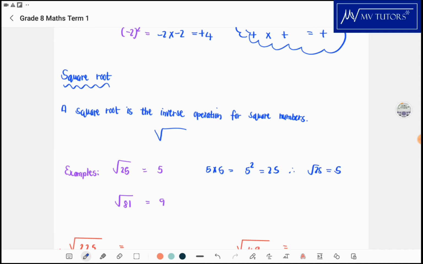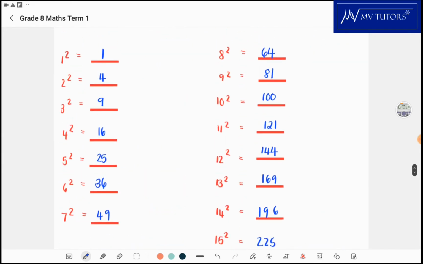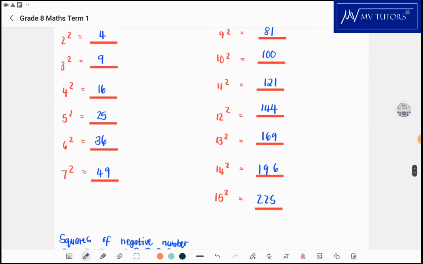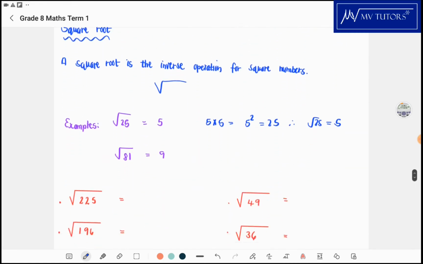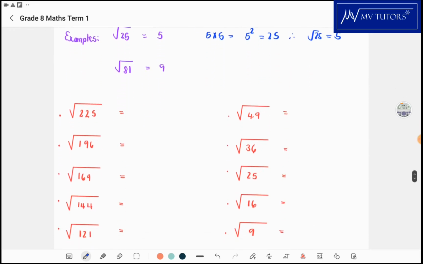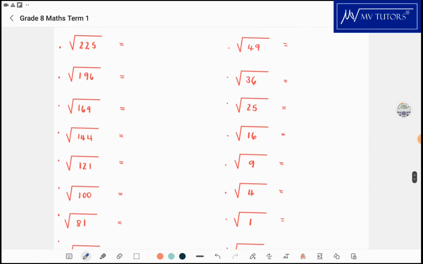What is the root of 81? That is 9. So why I was saying you should know your squares is because if I were to put a square root, I know this would be 14. If I were to put a square root there, I know that would be 11. Okay, so it helps to know what the numbers squared are so that if you have a square root, it becomes easy to calculate. Having said that, let's go back and do this exercise.